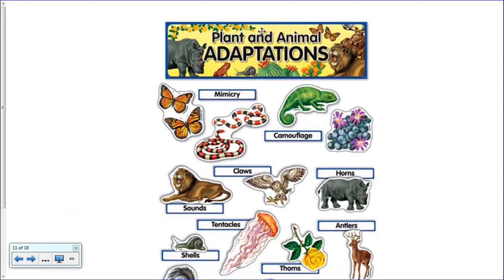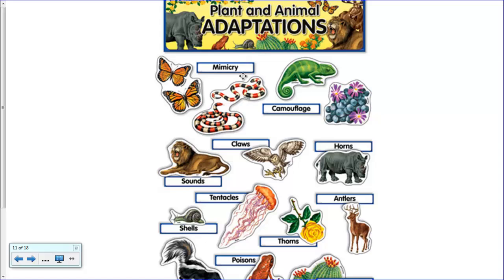So what we have here is a couple of examples of plant and animal adaptations. Camouflage, if you blend in, organisms won't see you. Horns can help an animal defend itself. Claws help an animal obtain its food. I'm sure you can all think of different examples of traits that help animals survive.